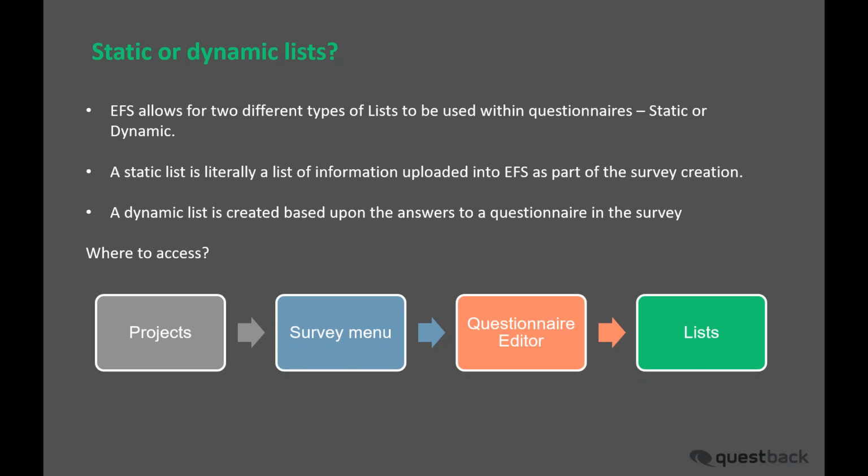Now, a dynamic list is very similar, but it's dynamic in the sense that it's created upon answers to a previous question in the survey. So in effect, it's answers already given. You might ask someone what their favorite ice creams are, and they give you 3 different answers. And then your new list is based on those 3 different answers they've given you.